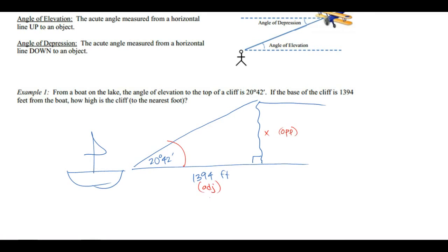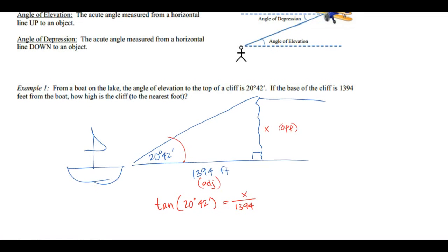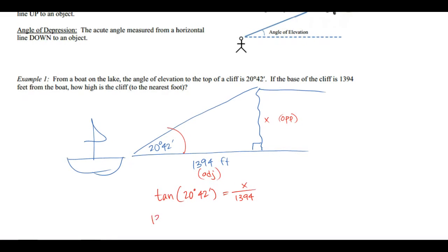And therefore, just some quick trig of picking the right trig functions, either sine, cosine, or tangent. Opposite and adjacent always leads to tangent. So I'm going to take the tangent of 20 degrees, 42 minutes, and I'm going to set that equal to x, the opposite, over 1394, the adjacent. Multiply both sides by 1394, and that should set us up with our answer.